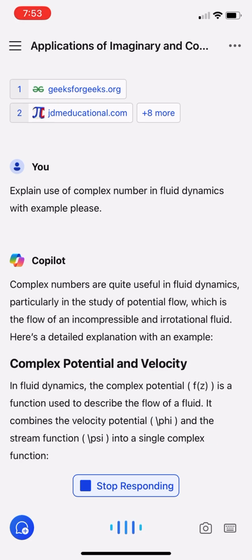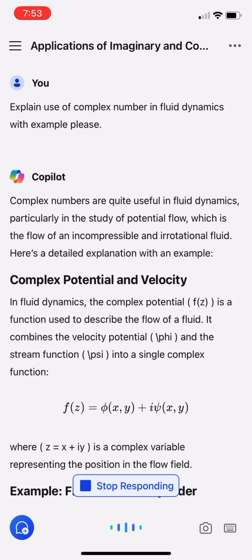Complex numbers are quite useful in fluid dynamics, particularly in the study of potential flow, which is the flow of an incompressible and irrotational fluid. Here's a detailed explanation with an example.